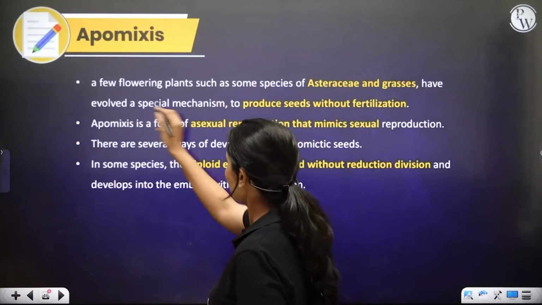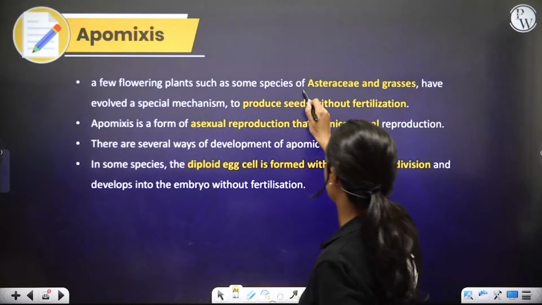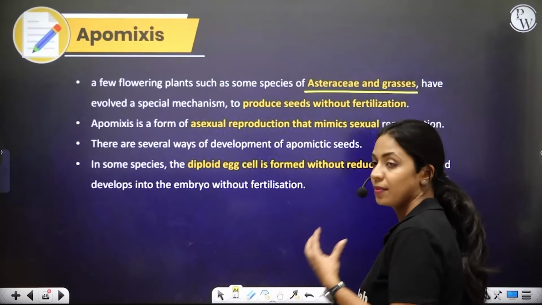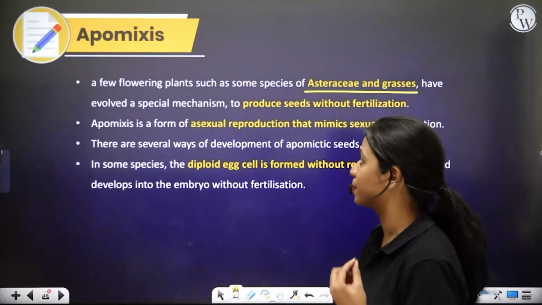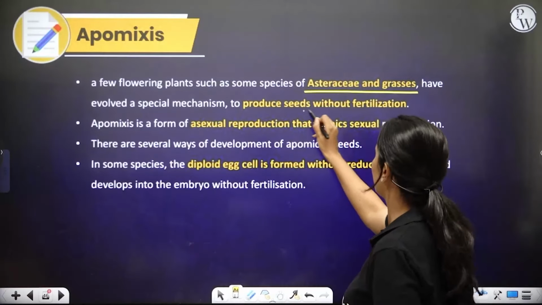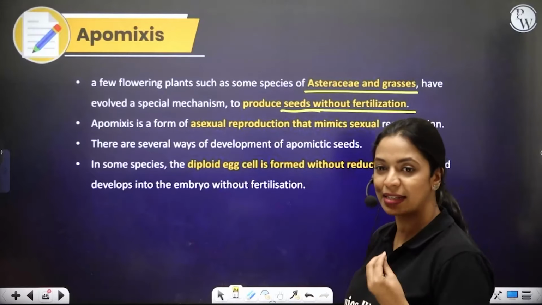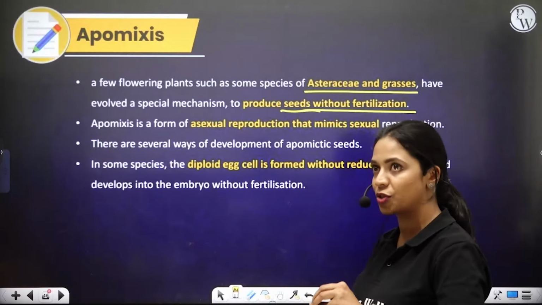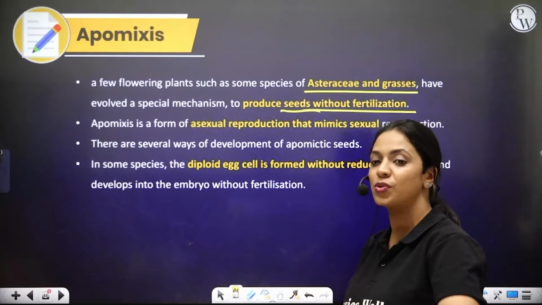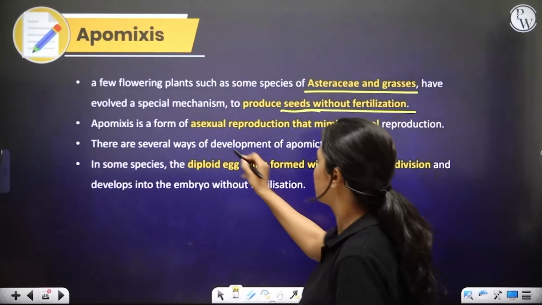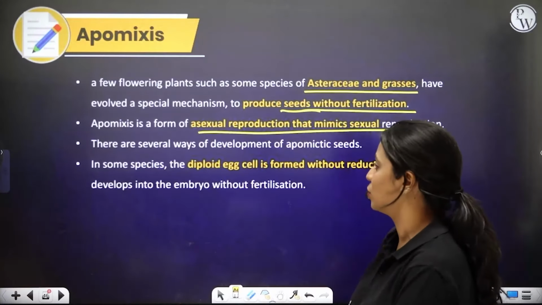Okay, so there are a few flowering plants such as species of Asteraceae and grasses. They have evolved a special mechanism to produce seeds even without being fertilized. So basically, seeds which are products of sexual reproduction usually are produced even without sexual reproduction. So it is mimicking sexual reproduction.